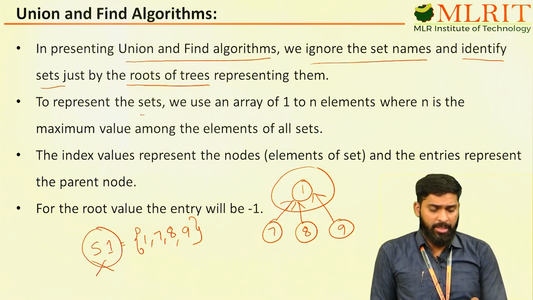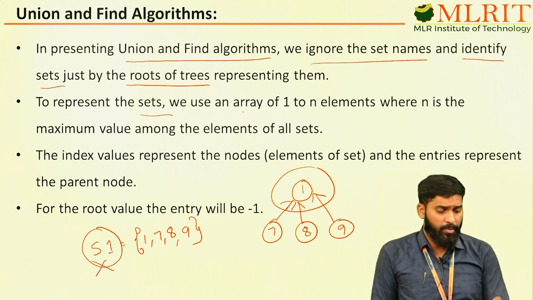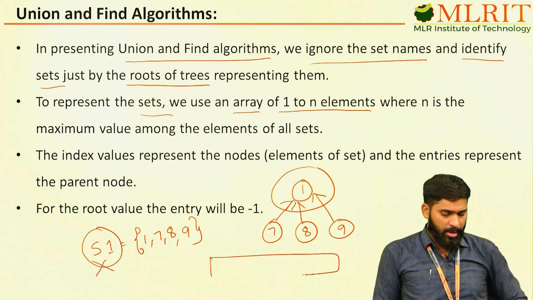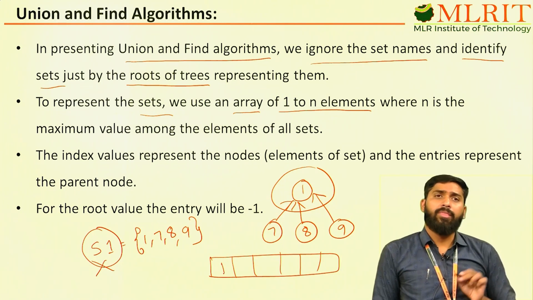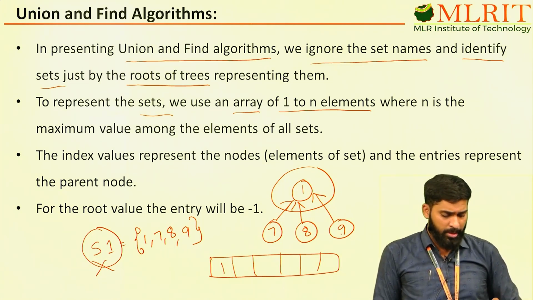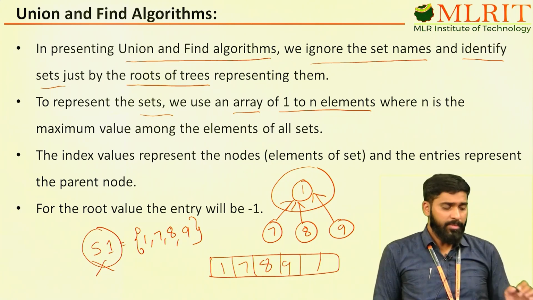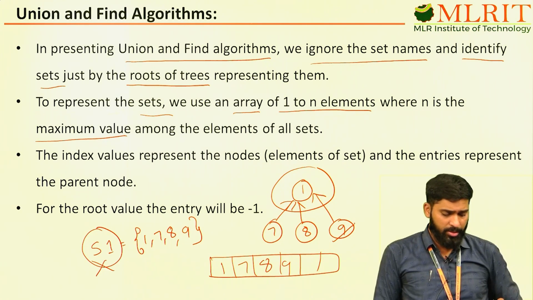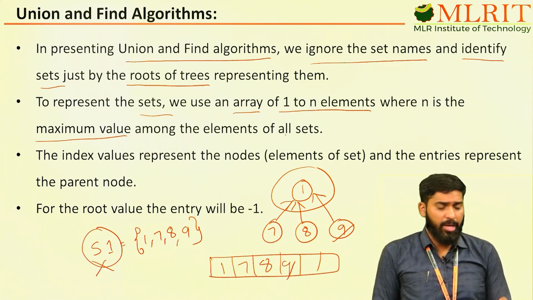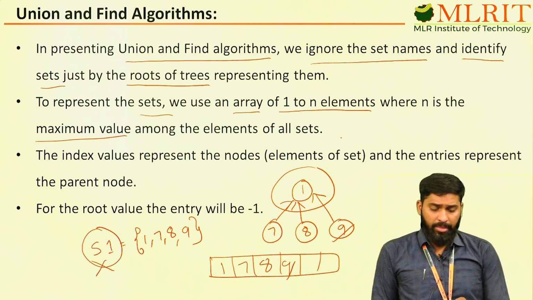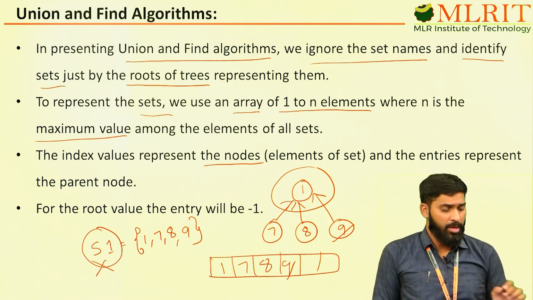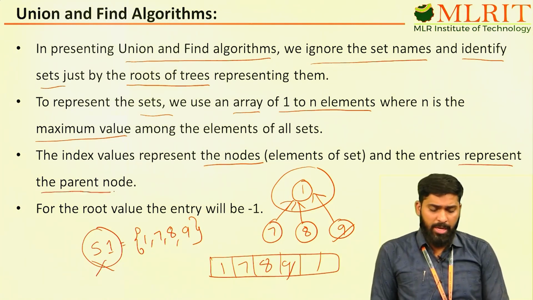To represent the sets, we use an array of 1 to n elements. Here we are going to use an array. The array starting number is 1 and the ending is n, where n is the maximum value. Here the maximum value is 9 among the elements of all sets. The index values represent the nodes, and the entries represent the parent.